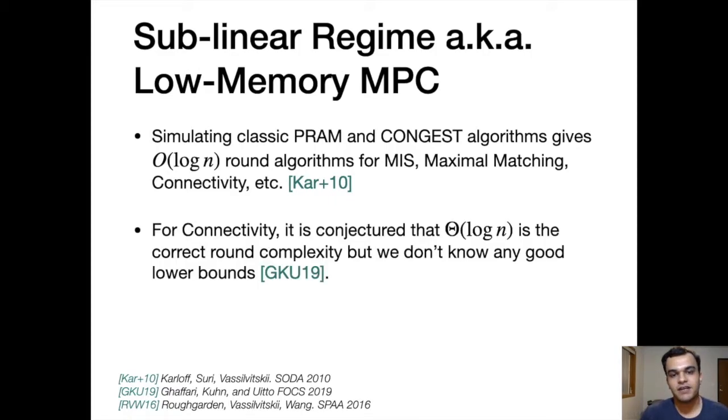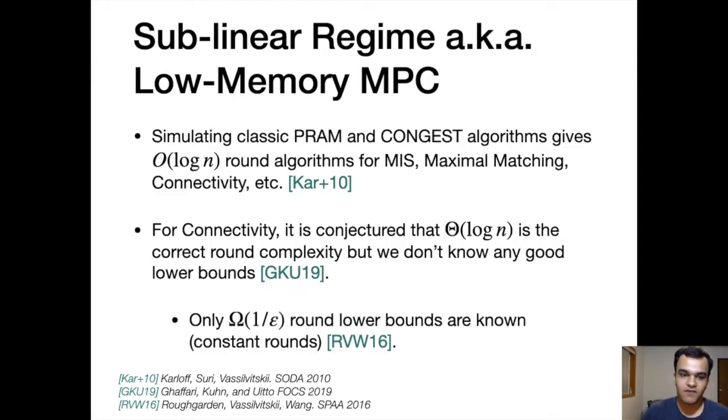For connectivity, it is conjectured that theta log n is the correct round complexity, but we don't know any good lower bounds. In fact, the only lower bounds that we know are of the form omega 1 over epsilon, and since epsilon is assumed to be a constant, this is a constant round lower bound.